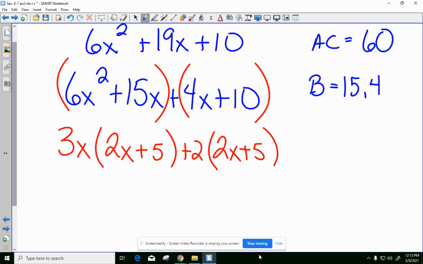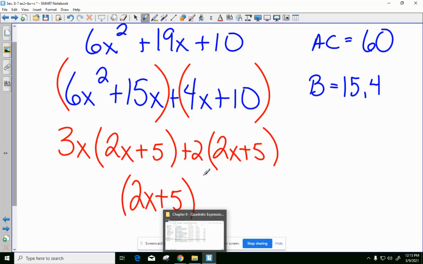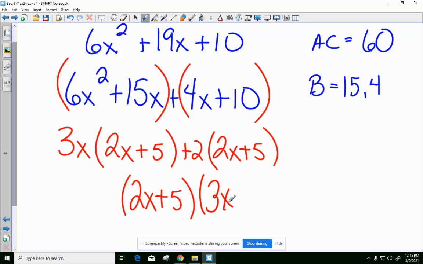Do you remember where to go from here? You're like 6 seconds away from being done. 2x plus 5 has to be first. Okay. That's what they share, 2x plus 5. And what they do not? 3x plus 2.